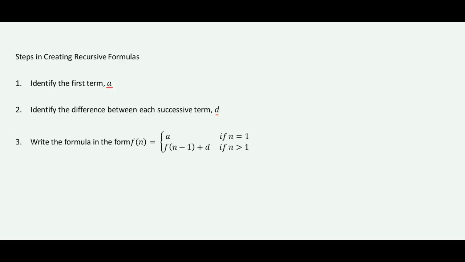So we have A, which means that n is equal to 1, so that's your first term. And then for every other term, note that n is always going to be a whole number, we're going to add the common difference between each successive term to the previous value. So let's go ahead and take a look at some examples.